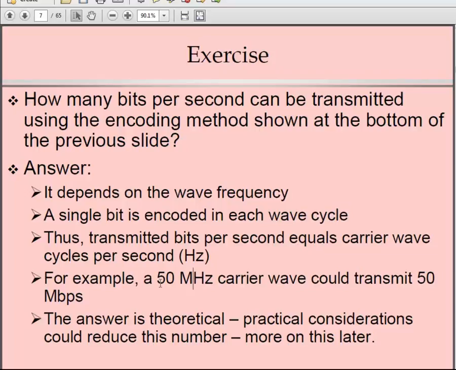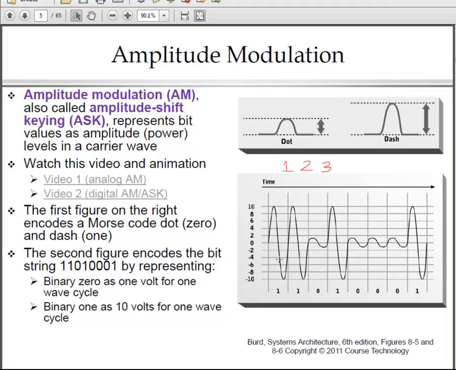Single bits are encoded in each wave cycle, so the question is simply how many wave cycles per second. If I was using, say, a 50 megahertz, 50 million cycles per second carrier wave, then in theory I could transmit 50 megabits per second, 50 million bits per second, using the method we just went through. Now note, that's in theory. That's best case, if you like. There are practical considerations that could make my actual transmission rate substantially less than that. But in theory, a 50 megahertz carrier wave is going to get me 50 megabits per second using this method, which encodes a 1-bit value in each wave cycle. That's the key takeaway from this particular example.